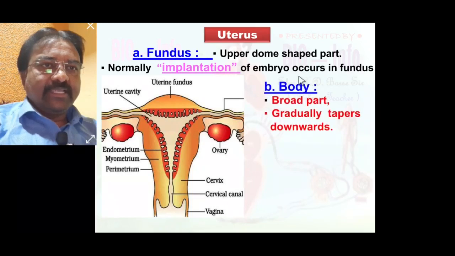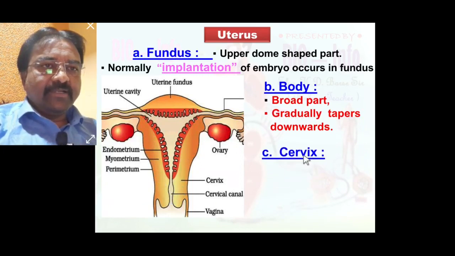Body is the second part of the uterus. No doubt it is a very broad part, gradually tapering downward. See, this is the broad base and it gradually tapers downward.